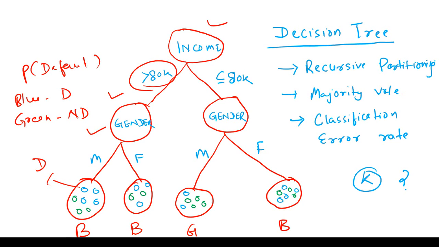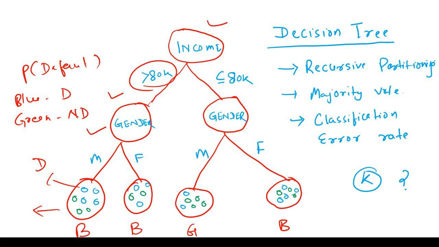Let's go back to the tree. At the dead end of the tree you have your decisions, right? Whether it's a default or non-default. How do we get that? Just take a majority count. So here in this case there are four blue points and three green points, right? So the majority is blue.